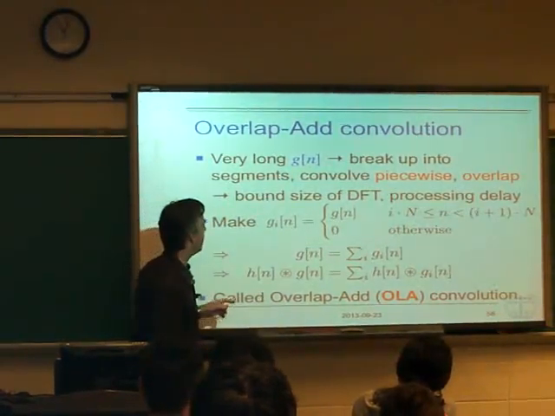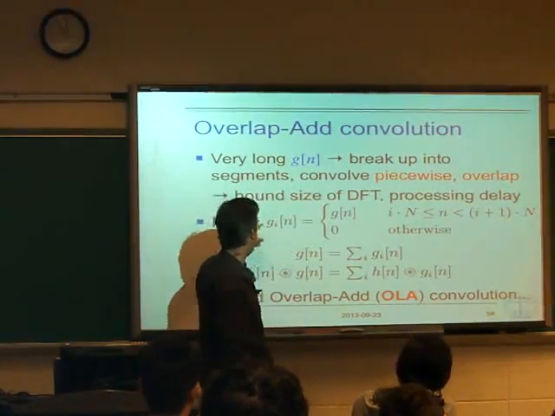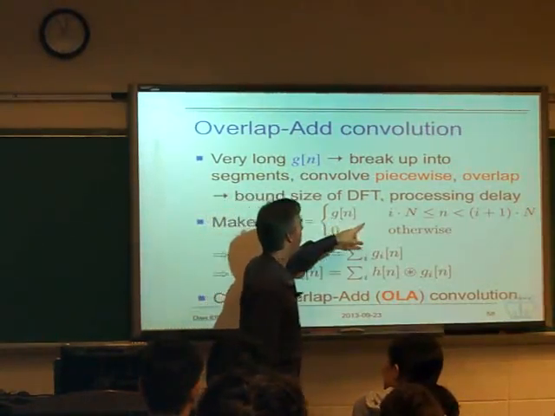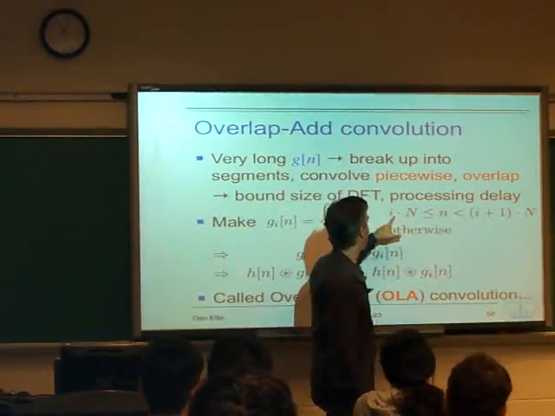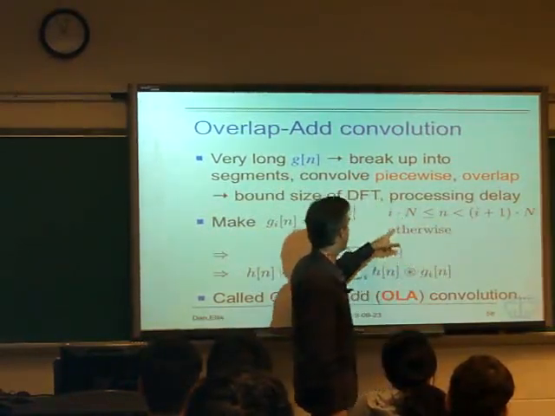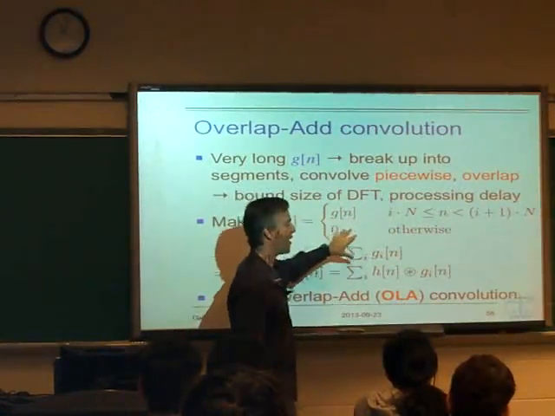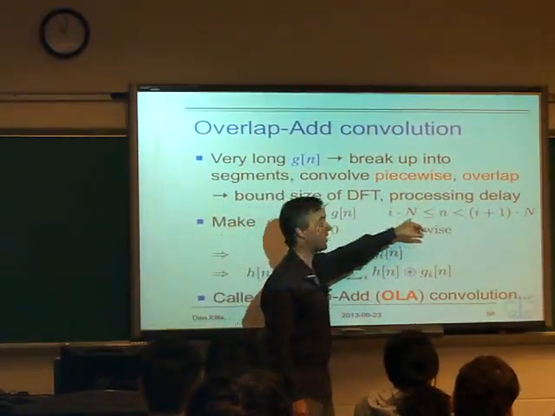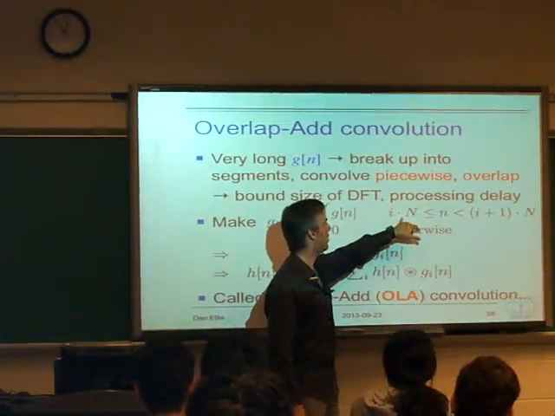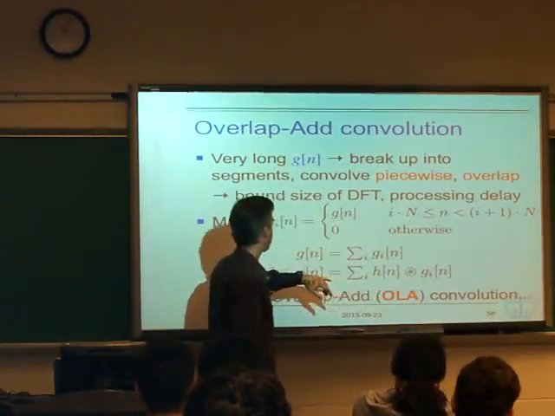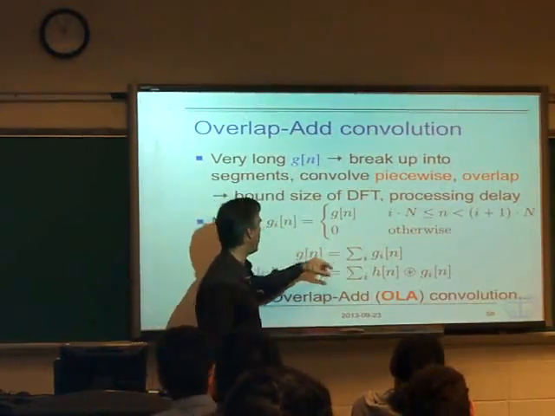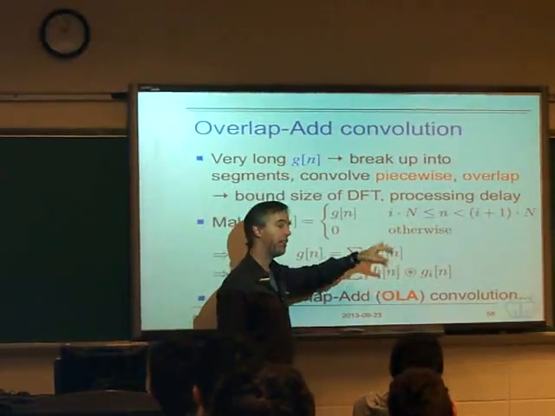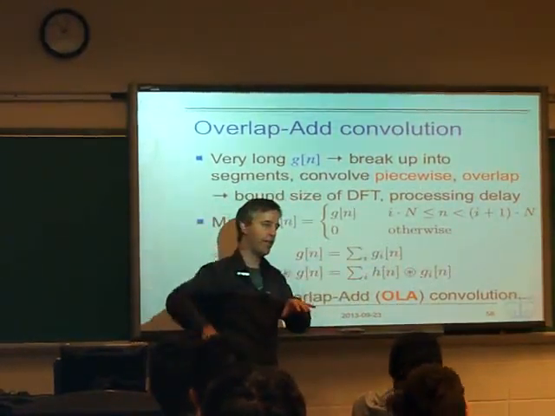So mathematically, if we're saying that g_i is defined as the ith chunk of g, so it's g of n if n is in the range of iN to (i+1)N, but 0 otherwise. So it's a finite length sequence, but it's a finite length sequence at some particular offset from 0, right? It's a finite length sequence starting at iN. Then clearly we can get g of n back just by summing up all these sequences. Only one of the sequences will be non-zero at any time, but if we sum them all up, we get all the points back.